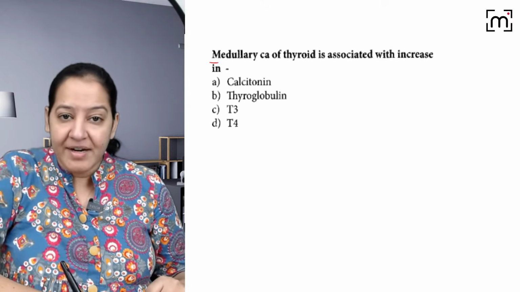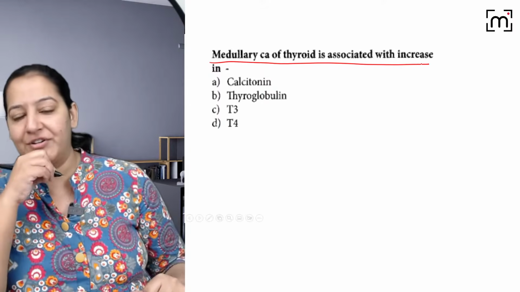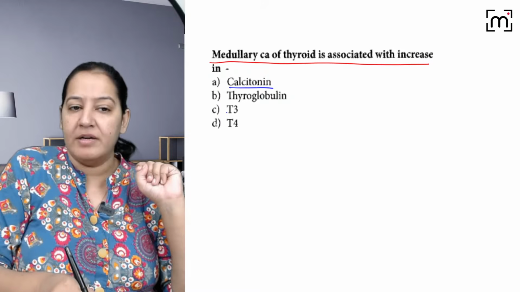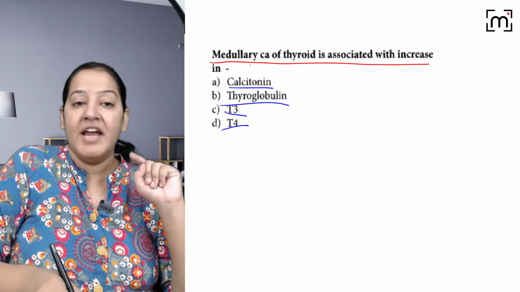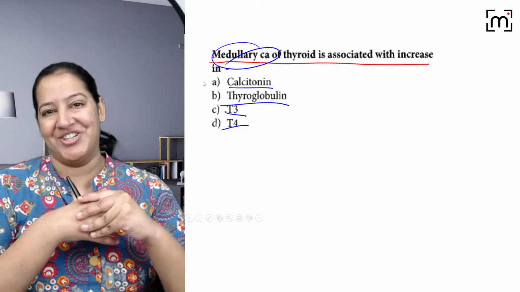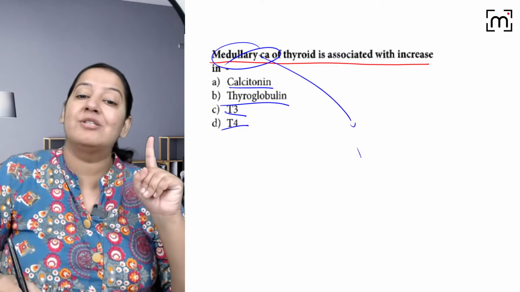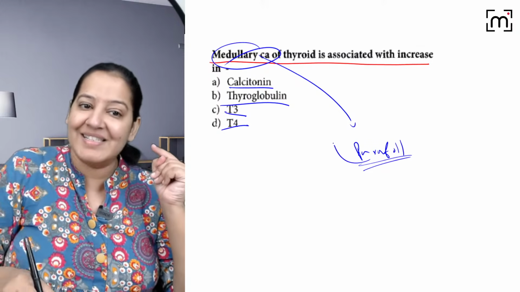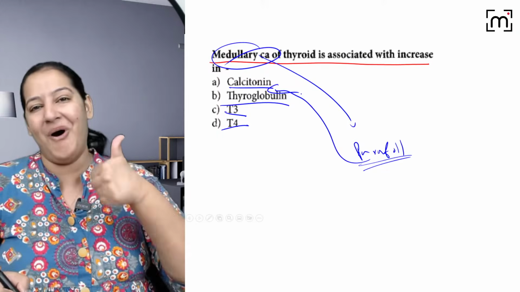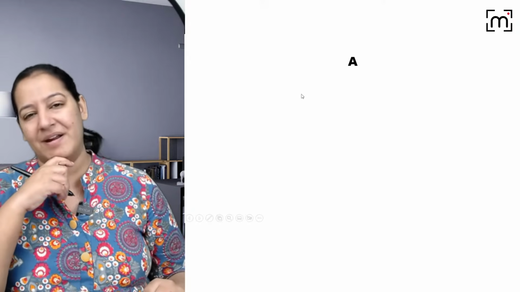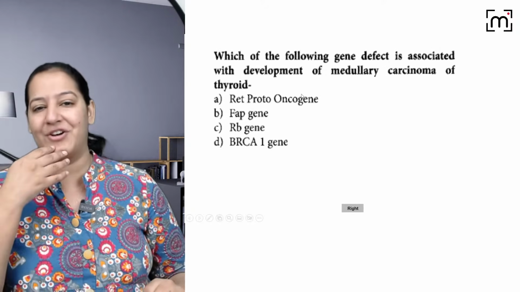Medullary carcinoma is associated with an increase in what? In the blood, you will find an increase in what? Is it calcitonin, T3, T4 or thyroglobulin? It is an easy question. Medullary carcinoma arises from parafollicular cells. You cannot forget that. Parafollicular cells secrete calcitonin, and that's why you all are right. Of course, calcitonin will increase in blood. So these are the clues in the question, right?